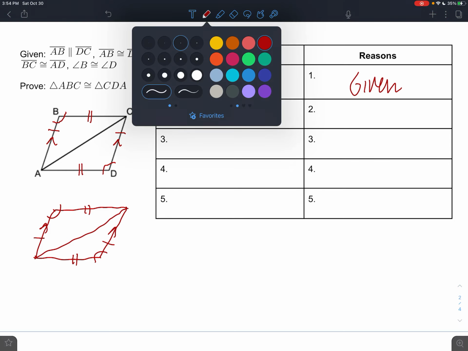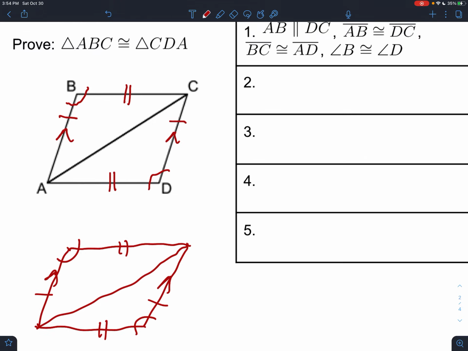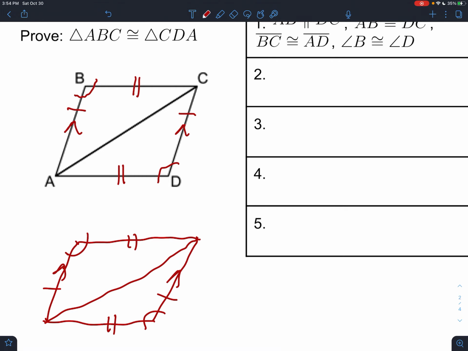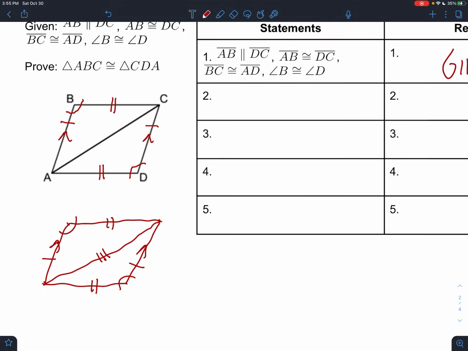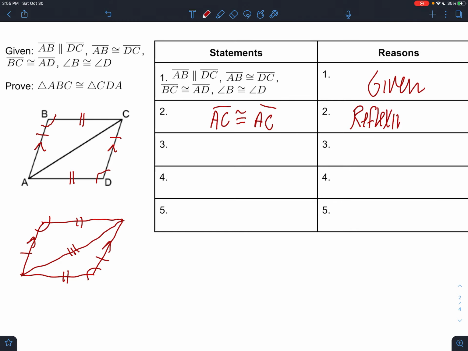Remember, we have to match up the 3 angles and the 3 sides. We're really close on the sides, though. We only need the third one. So the third side is this one. That one hasn't been marked yet. But we know that they're the same. So I'm going to write AC is congruent to AC because it's reflexive.